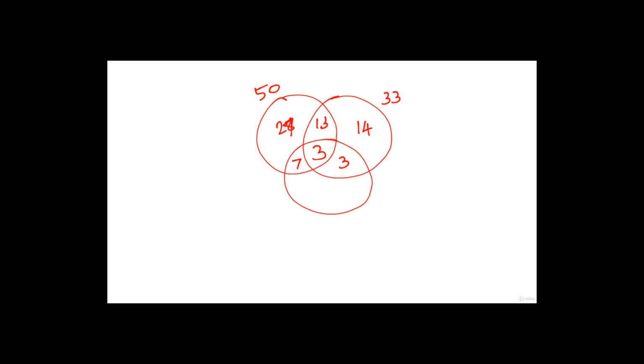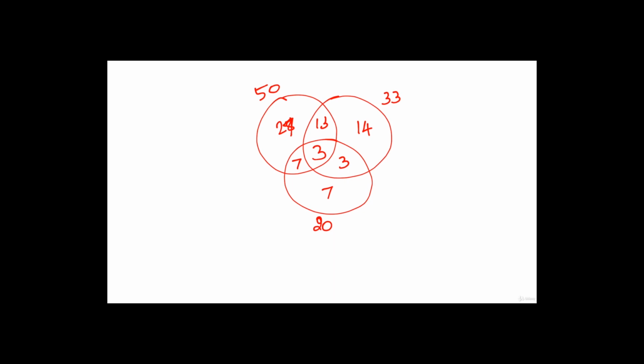Then we have 20 numbers that are divisible by 5. Among these 20, 7, 3 and another 3 also have some other number, but the remaining numbers do not have any multiples of 2 or 3. So 20 minus 7 is 13, 13 minus 3 is 10, 10 minus 3 is 7. So these are the regions.